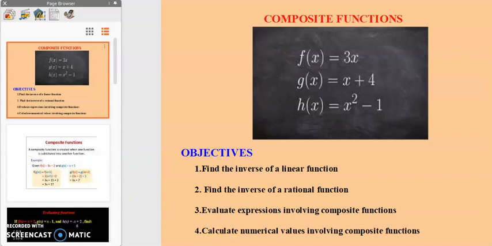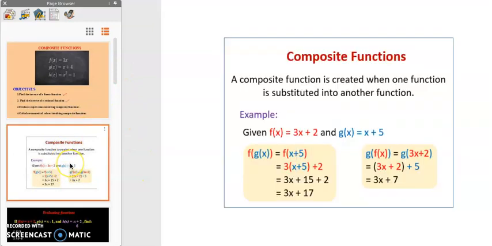And in previous videos, we have been through these two objectives already. So we have covered this, and I'll leave links in the description for you to find the videos that relate to these two objectives. So we have found the inverse of a linear function, inverse of a rational function as well. So we'll now move into how to evaluate expressions involving composite functions, and also how to calculate numerical values involving composite functions. Alright, so let's move straight into this exciting topic.